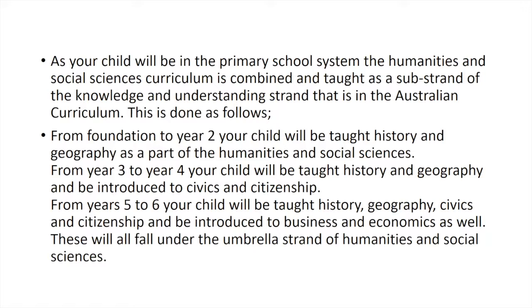From Foundation to Year 2, your child will be taught History and Geography as part of the Humanities and Social Sciences. From Year 3 to Year 4, your child will be taught History and Geography and be introduced to Civics and Citizenship. From Years 5 to 6, your child will be taught History, Geography, Civics and Citizenship, and be introduced to Business and Economics as well. These will all fall under the umbrella strand of Humanities and Social Sciences.